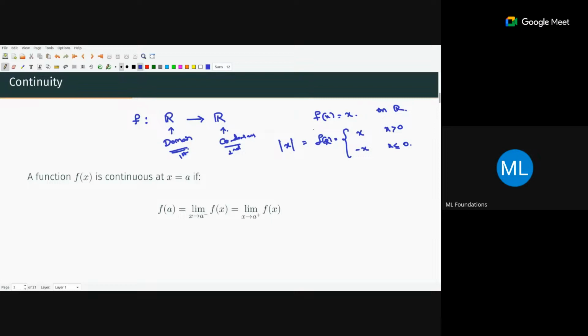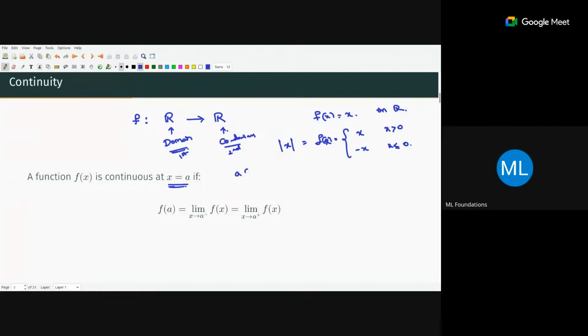So that's about functions. Within functions, there is one property called continuity. Functions are classified into continuous functions and non-continuous functions. How do we differentiate these? For a function f of x, first of all, we will check continuity at each and every point. A function f of x is continuous at x equals a, or x equals some point. Here a means any point.